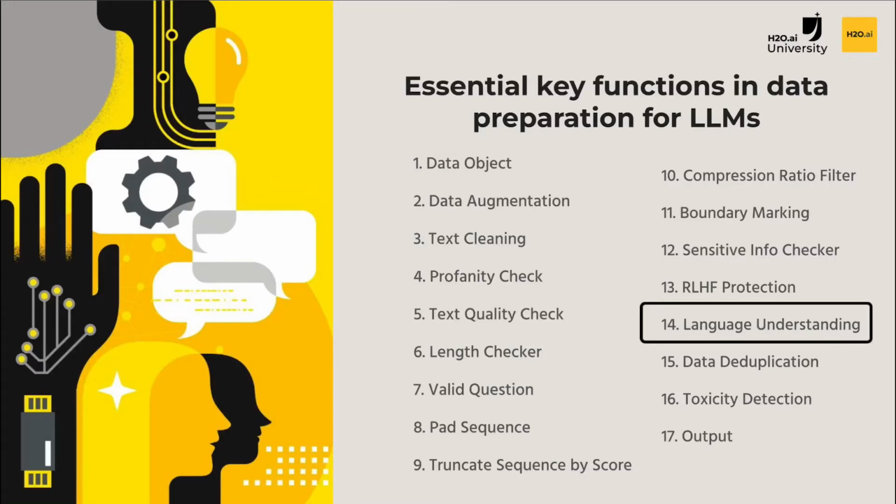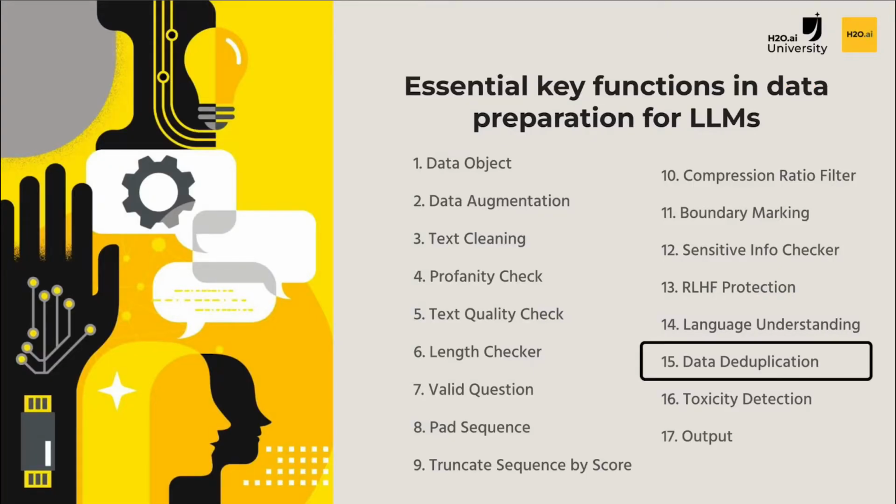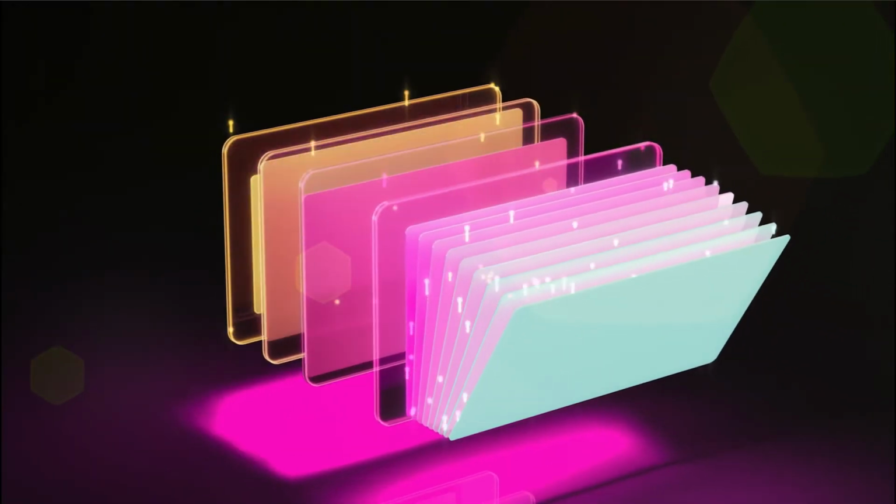Language understanding. Filter text based on language using user inputs on a given threshold, beneficial for all tasks. Example: filtering out text written in languages other than English. Data deduplication. Calculate text similarity and remove duplicates across all tasks. Example: removing duplicate customer feedback comments to avoid redundancy.